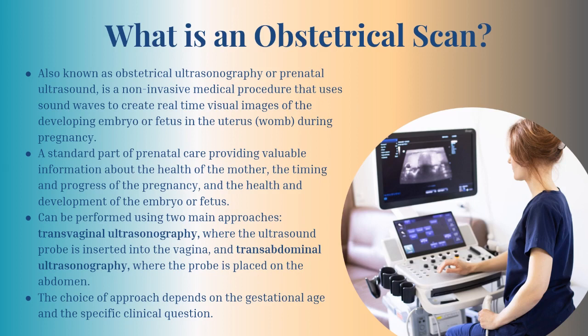It can be performed using two main approaches: transvaginal ultrasonography, where the ultrasound probe is inserted into the vagina, typically used for early pregnancy, typically the first trimester, and for later stages to look at cervical length, and also transabdominal sonography, where the probe is placed on the abdomen. The choice of approach depends on the gestational age and the specific clinical question.